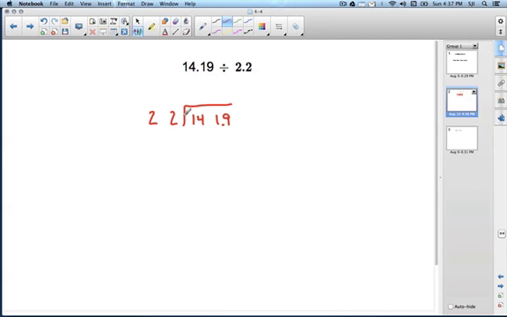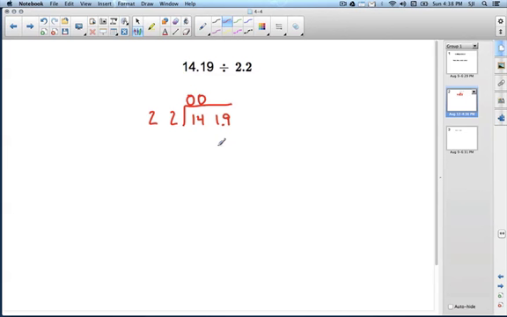We're going to ask ourselves, how many times does 22 go into 1? It doesn't. It's too small. How many times does 22 go into 14? It can't. 14 is still too small. So now we're going to ask ourselves, how many times does 22 go into 141? Well, I don't know, but we could count by 20s because 20 is awful close to 22.